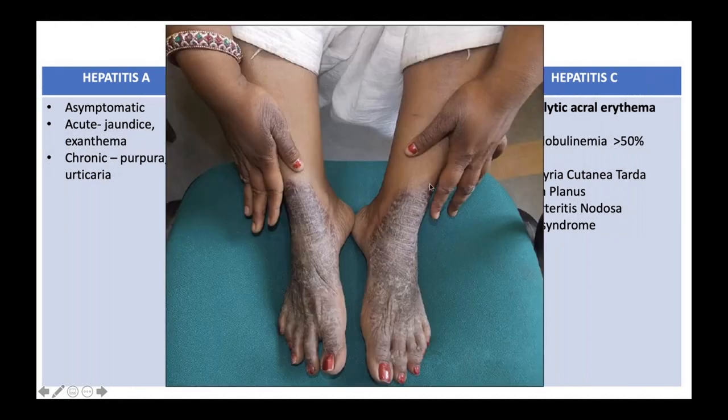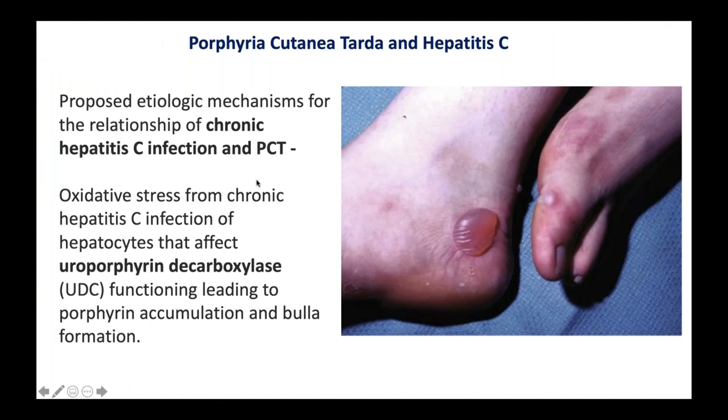This is what your necrolytic acral erythema looks like. These are bilateral, symmetrical, well-demarcated, dusky plaques, and they are surrounded by a typical erythematous margin. So the underlying mechanism of the association between porphyria cutanea tarda and hepatitis C is that oxidative stress from chronic hepatitis C infection of the hepatocytes affects the uroporphyrinogen decarboxylase enzyme and leads to porphyrin accumulation and bulla formation.